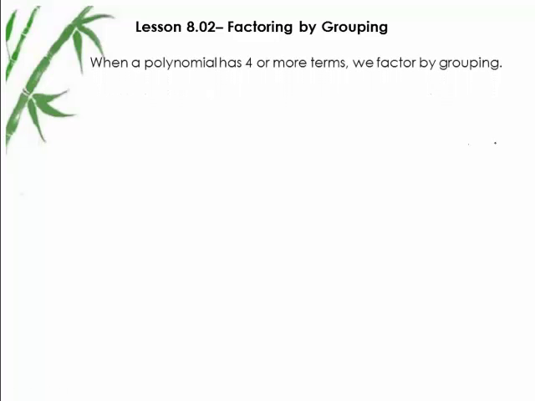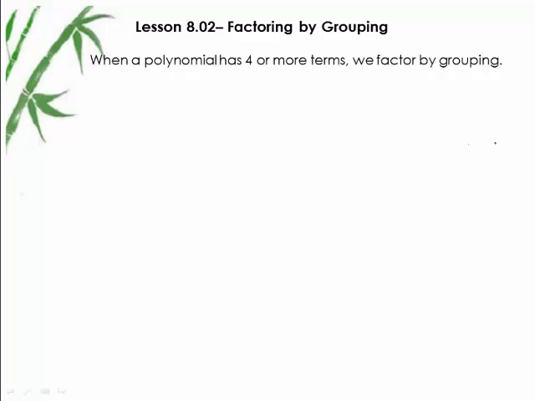Lesson 8.2, Factoring by Grouping. In the last lesson, we factored out the greatest common factor, and in this lesson, we're going to take that a step further and we're going to factor polynomials by grouping. So when a polynomial has 4 or more terms, we factor it by grouping.